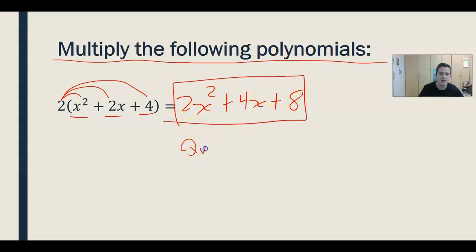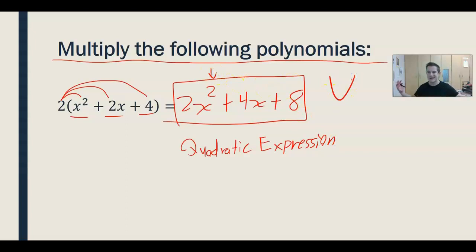That right there is a quadratic expression. We know that because it has an x squared. It's going to look something like this. So I told you this unit is about factoring quadratic expressions. And this is the first step, what we just did. We took a greatest common factor out of each of these terms. We took a 2 out, and we're left with x squared plus 2x plus 4.